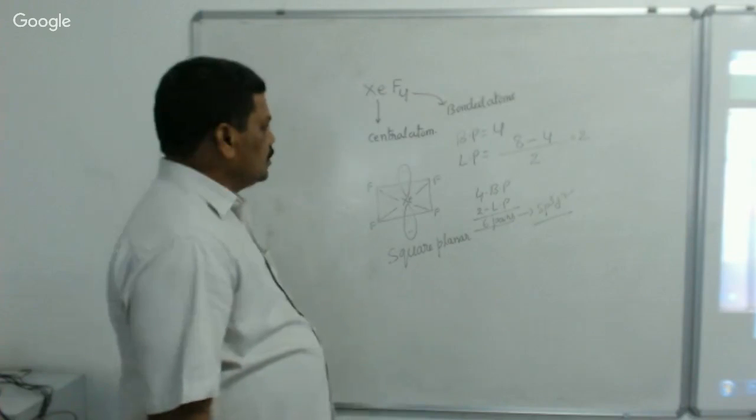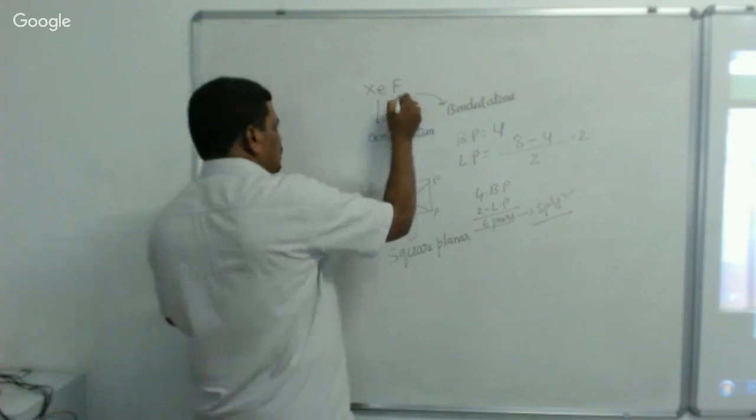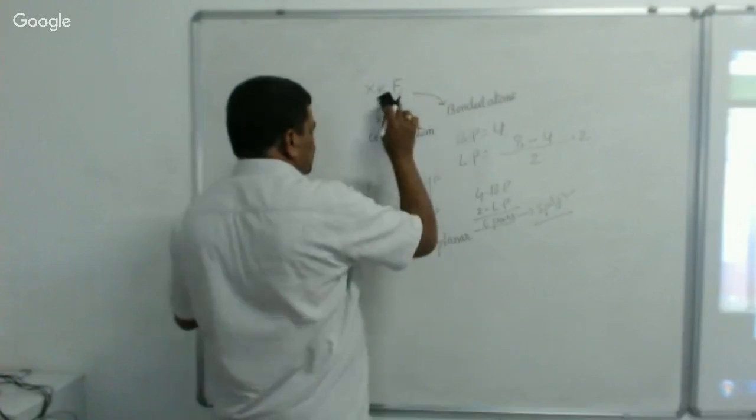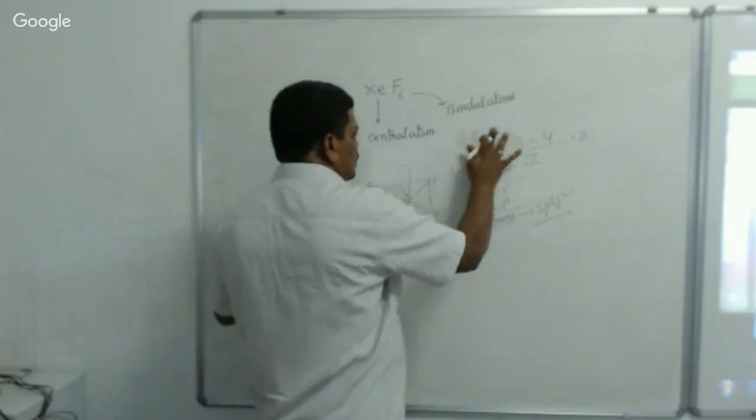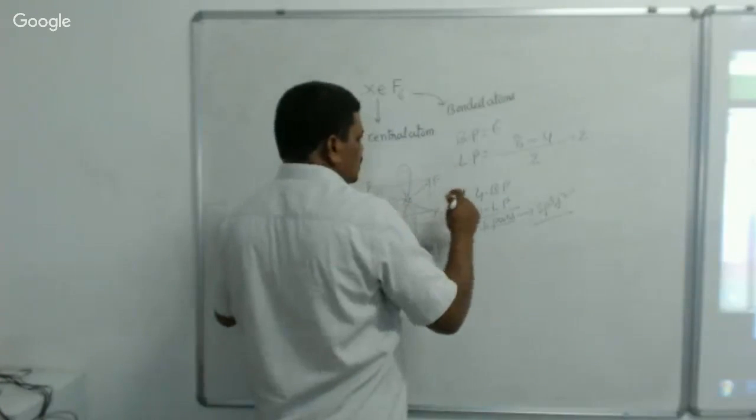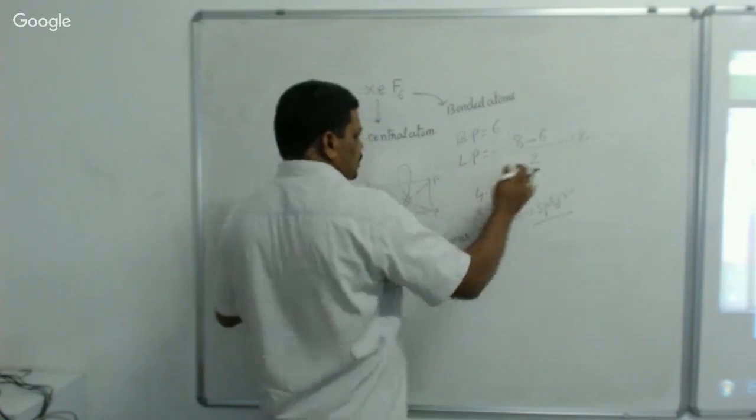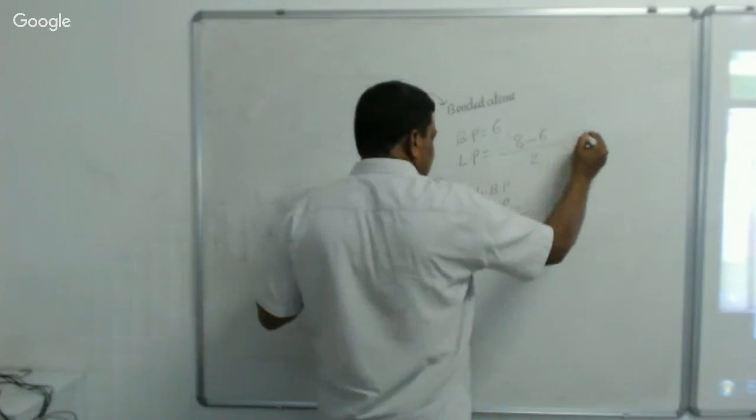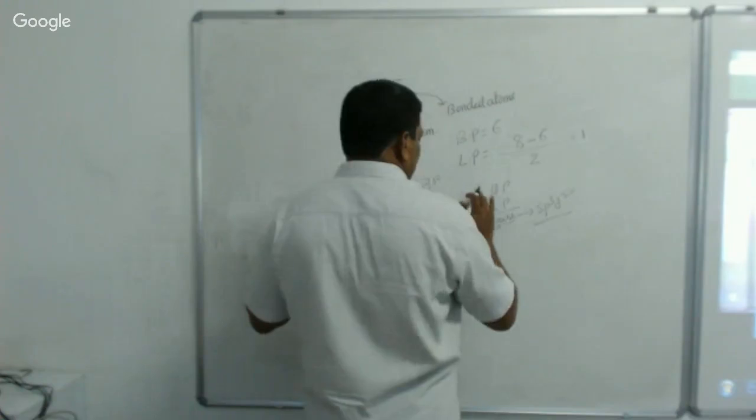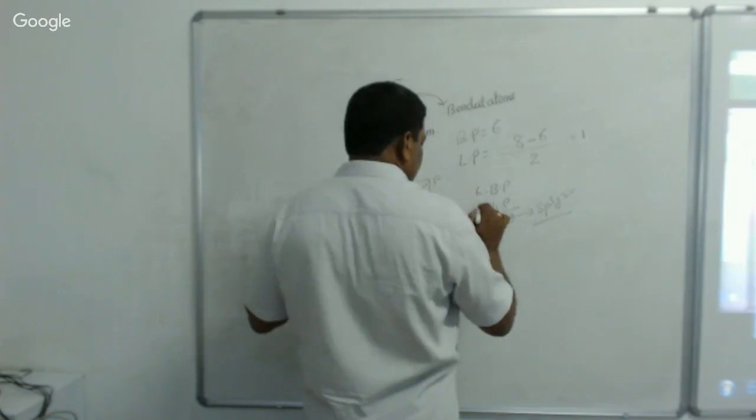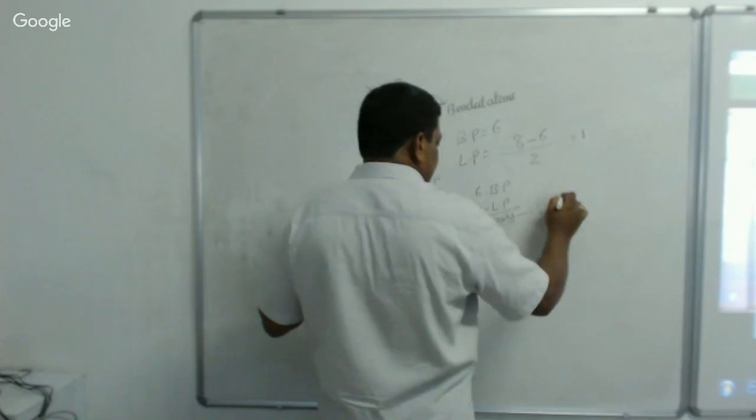Now if you check XeF6, I am changing to the last one. The central atom is xenon only. Bonded atoms are fluorines; 6 fluorines are bonded, so 6. Lone pairs: 8 minus 6, divided by 2, so the lone pairs become 1. So total pairs: 6 bond pairs and 1 lone pair, 7 pairs, sp3d3.